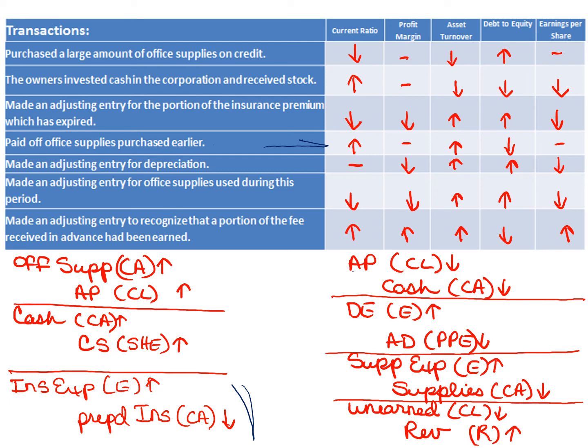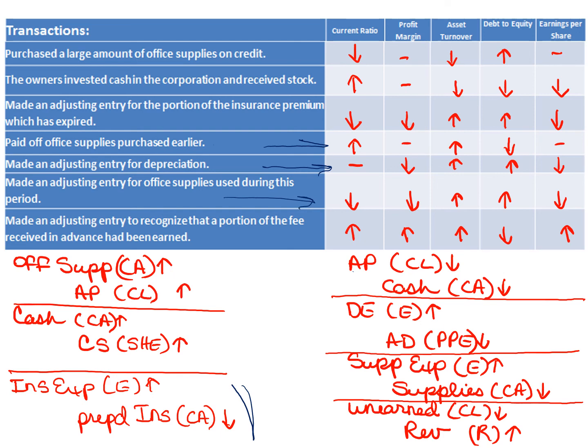Adjusting journal entries for depreciation. If you don't know this, you're dead. Debit depreciation expense. Expenses are increased. Credit accumulated depreciation, which is property, plant, equipment. So my total assets are going down. And this is the impact there.